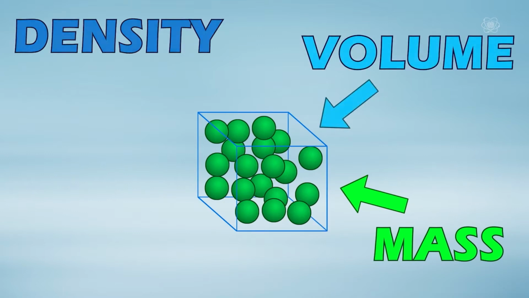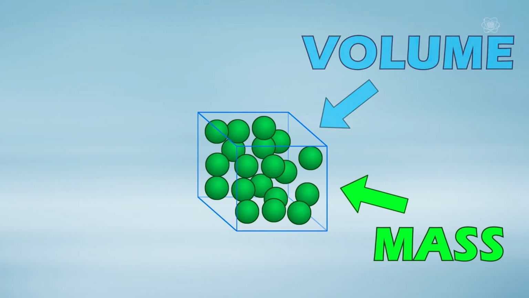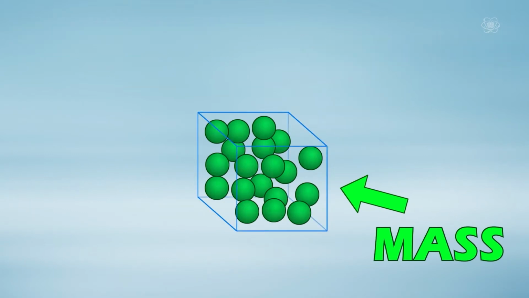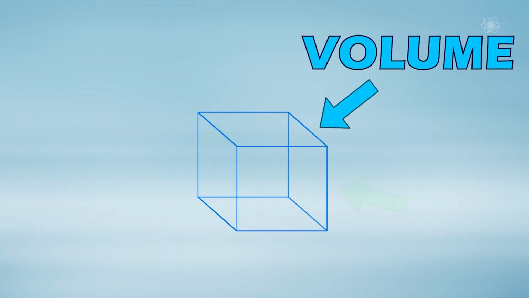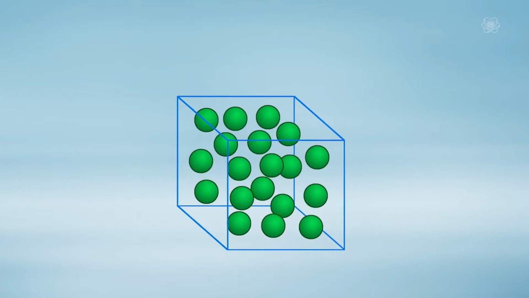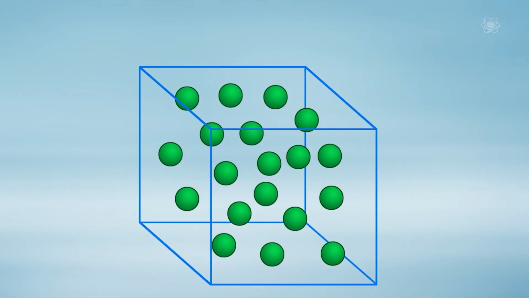Oh, wait, what's density? Let me explain. Density is the relationship between an object's mass and its volume. Mass is the amount of matter or substance that makes up an object, while volume refers to the amount of space an object takes up. In other words, density is how heavy something is for its size.